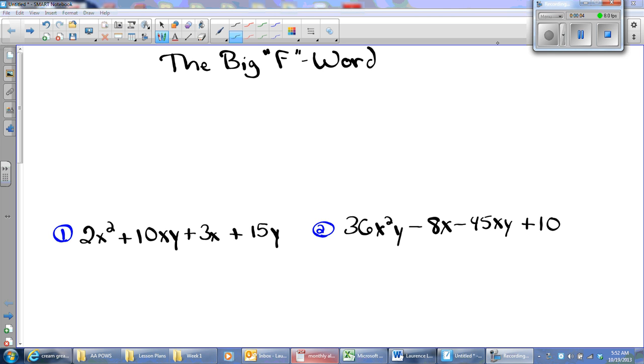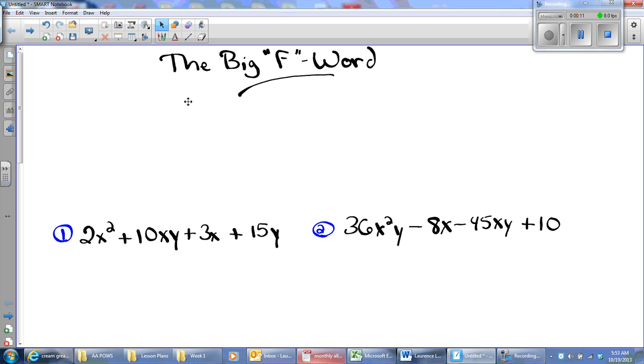It's Mr. Lawrence here, and we're going to continue our exploration of the big F word. Remember, the big F word is, whoa, wait a minute, what's going on there? That's not supposed to happen. I feel a sneeze coming on. Achoo! It's factoring. Yes, the big F word is factoring.